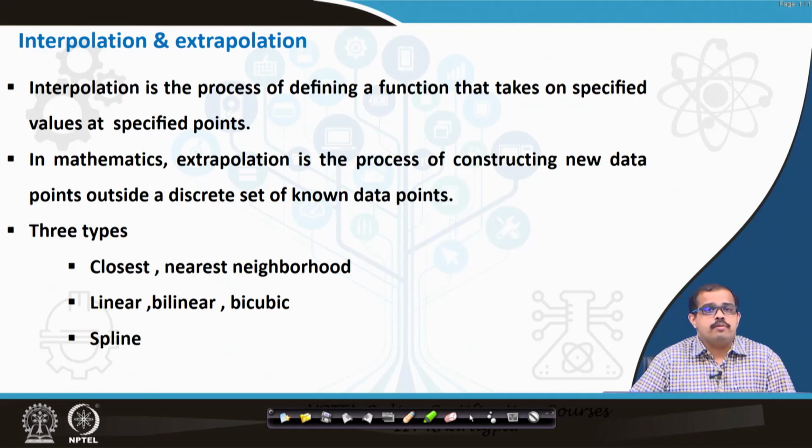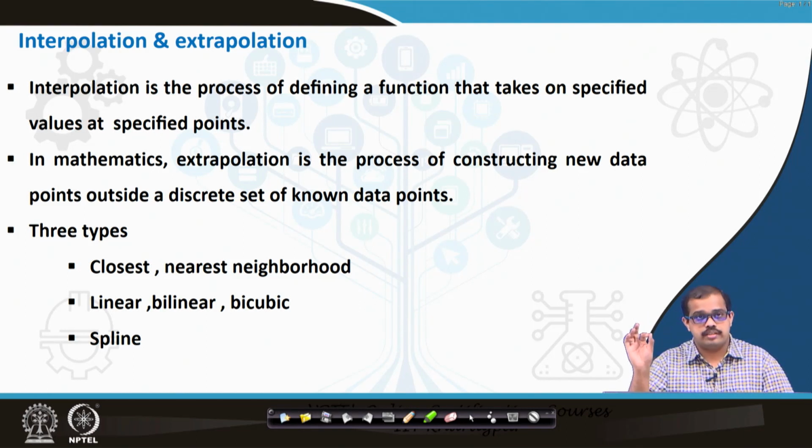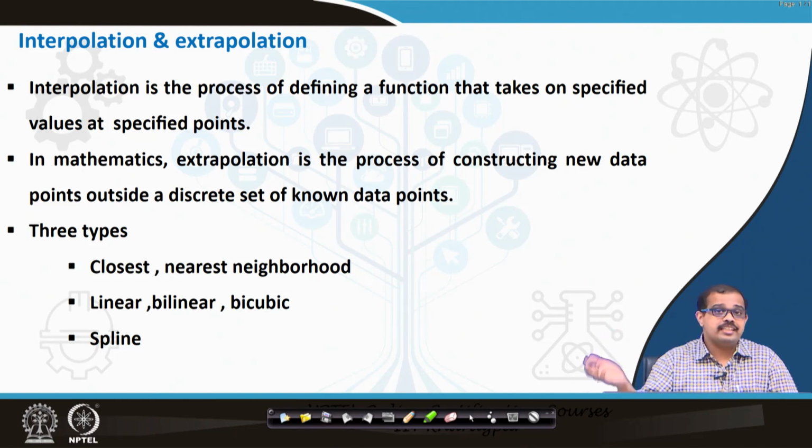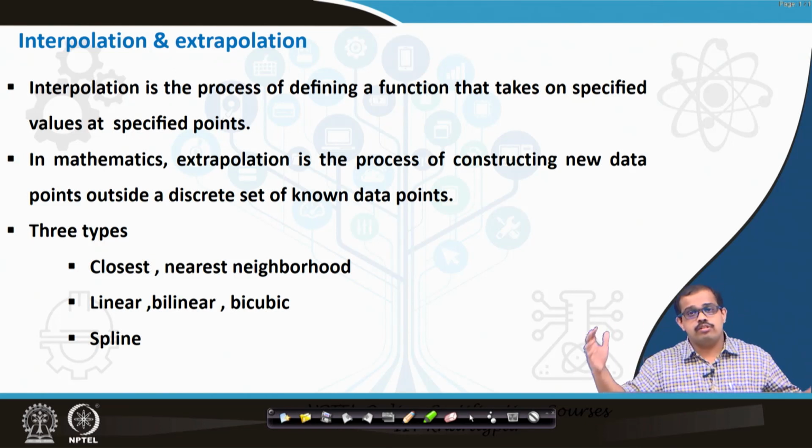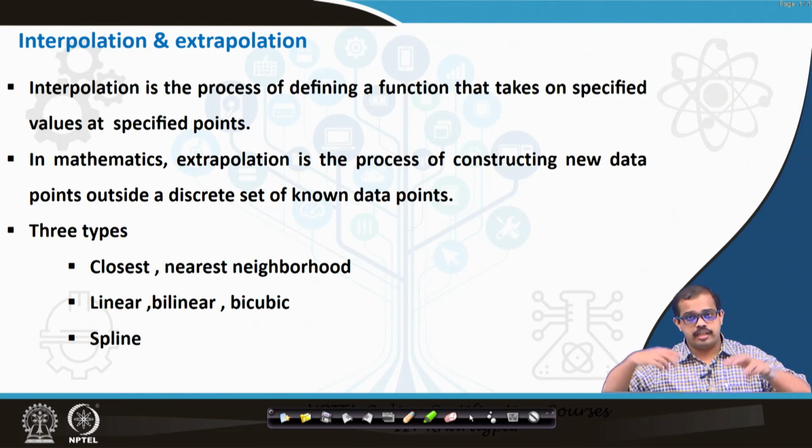Okay. When you are looking at interpolation, as I said, interpolation is a process of defining a function that takes a specified value at specified points. And looking at the mathematical part, extrapolation is a process of constructing new data points outside a discrete set of known points, and interpolation is creating a new set of data inside the set of known points. If there are 2 discrete points and you are finding a point in between them, then it is interpolation.